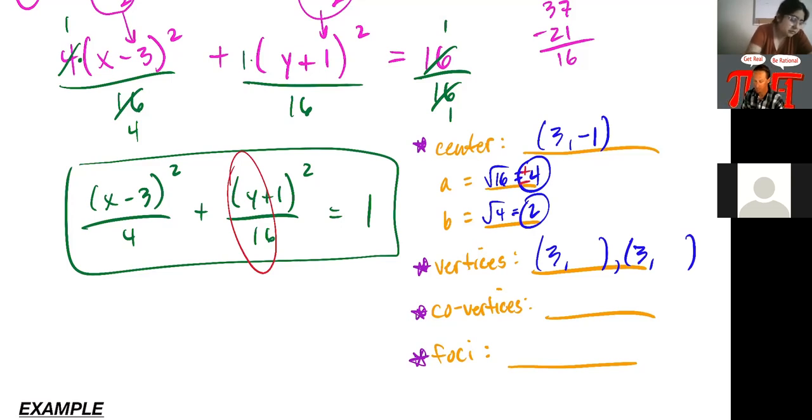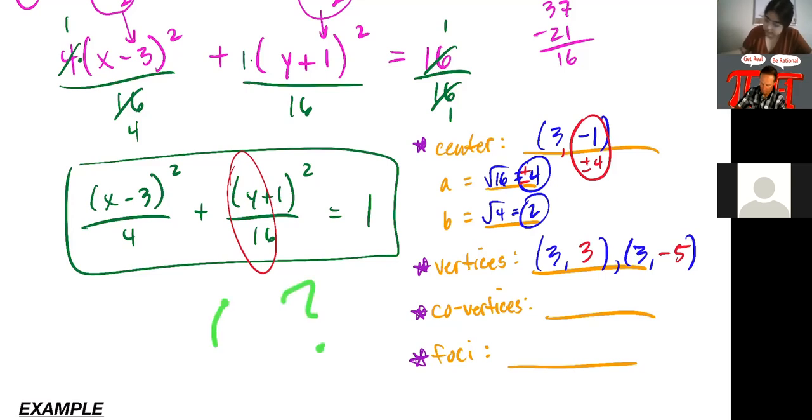Both of you guys answered. I know it's kind of vague. So I'm just going to go plus and minus 4 in the y direction. Which means add 4 to a negative 1, what do you get? 3. And subtract. Negative 5. Excellent. Oh, and by the way, how much of this have I graphed? I haven't graphed anything. Yeah. Right? I haven't graphed a thing yet.